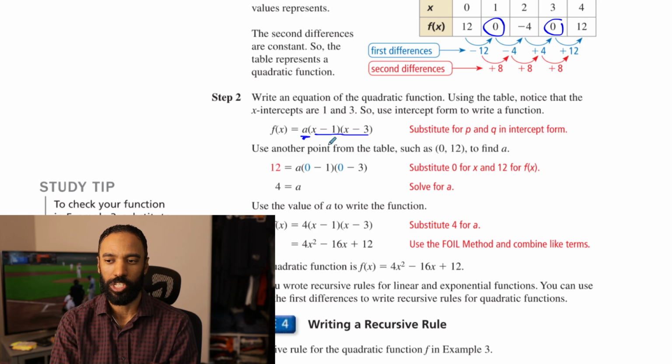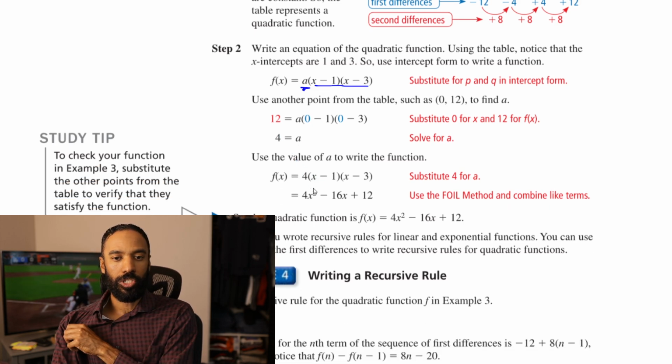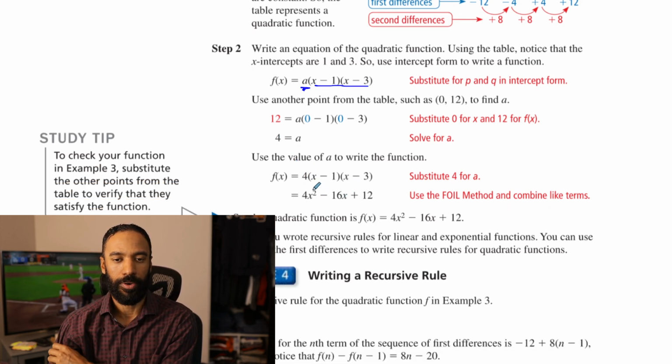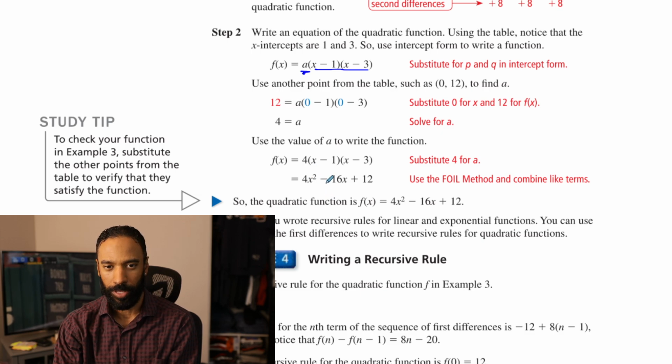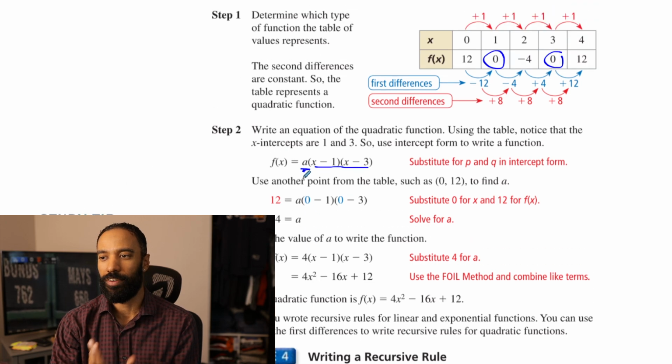Looks like they chose 0 for x, 12 for y. And then they do enough work, multiply -1 with -3, divide that by 3, they get that a is 4. So they write out factored form to start off with, and then they go and distribute through foiling. They get this equation. So it looks like we're going to do standard form equations. Now, what could I have done?